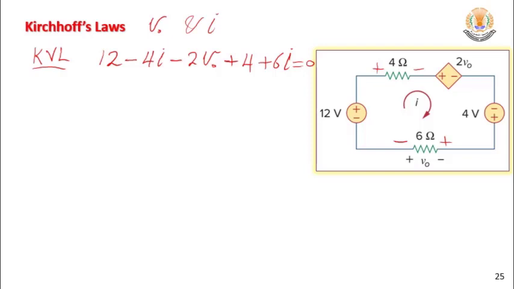So we'll get 12 plus 4, you will get 16, and I naught, I, and V naught. Sorry, this is negative, correct? This is negative. So minus 4I and minus 6I, so we'll get minus 10I minus 2V naught. I will call it equation 1.